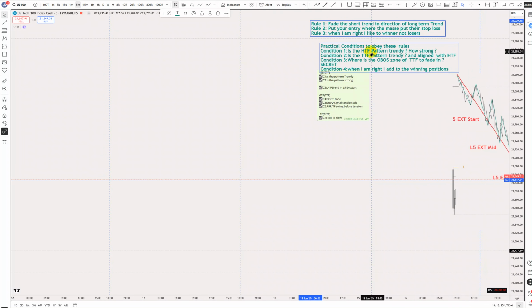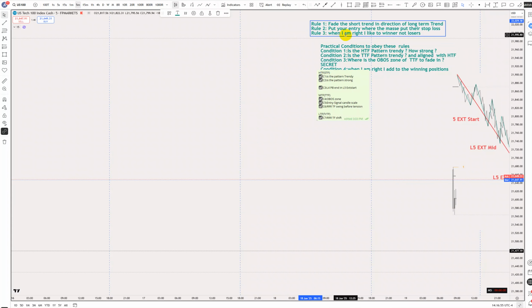But before we move on, our higher time frame pattern should be strong. It means that it should have higher trend strength. Later, our second condition is that we have to have a short-term trend, which is our trading time frame. Our higher time frame is our structured time frame, and our short-term time frame is our trading time frame. Is it aligned with our higher time frame? This is the very first rule you have to obey, in two conditions.